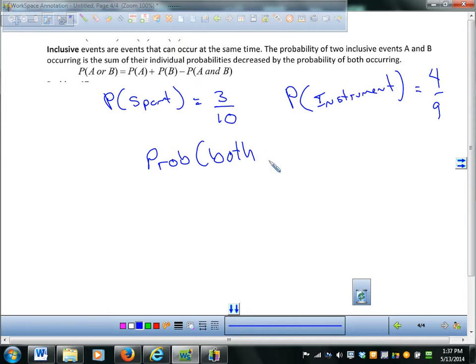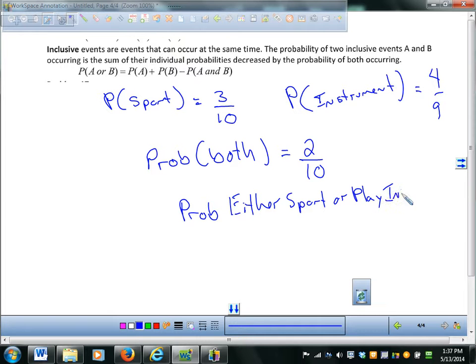The probability that they play both is, let's say, 2 out of 10. So the probability that they're either in a sport or play an instrument is going to be 3 out of 10 plus 4 out of 10 minus 2 out of 10.